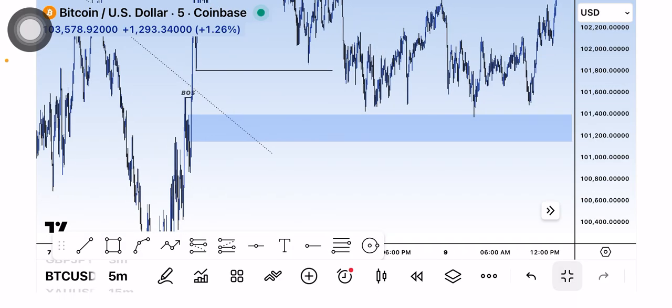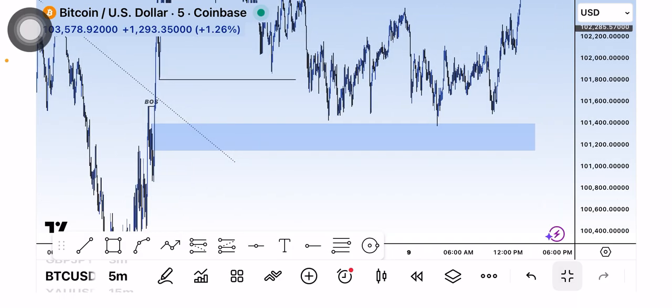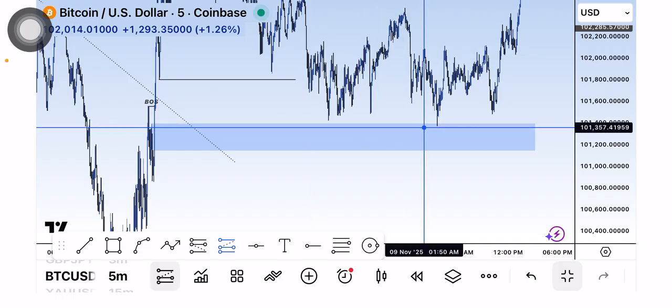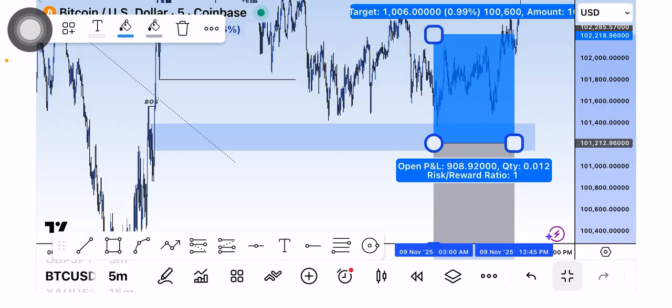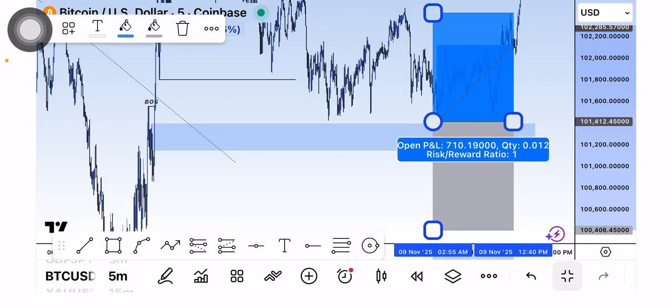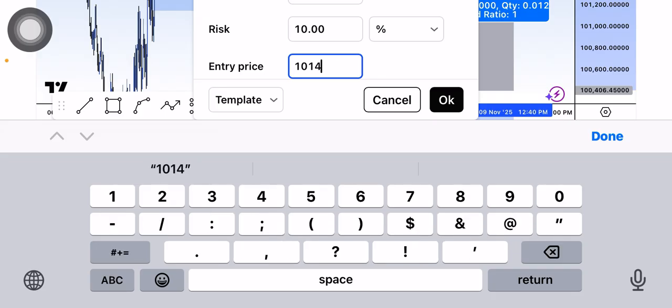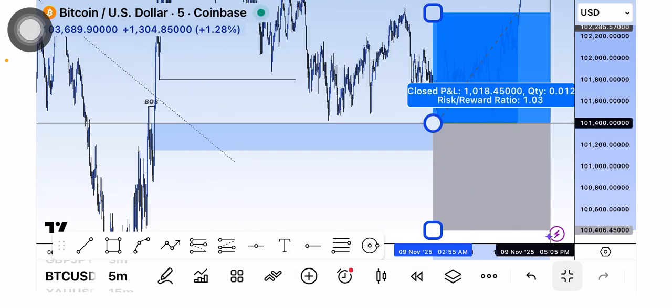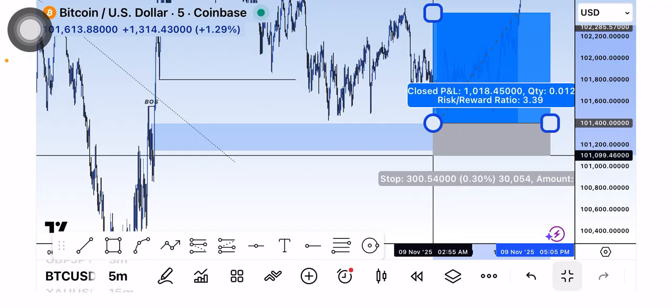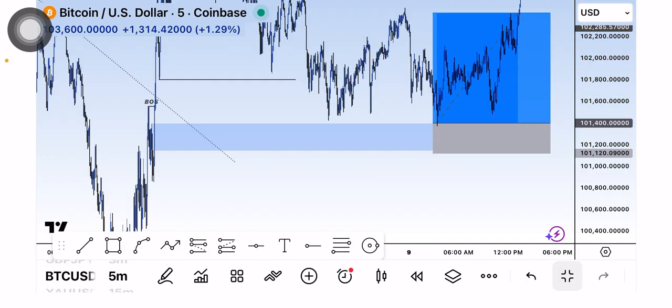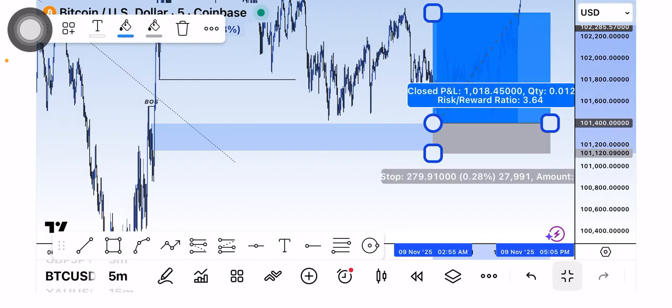So in this 15 minutes time frame, the 5 minutes breaker will be where my entry will be. But if you notice, I put my entry at 101400. Yeah, I use this to be my entry. Then my SL is a little bit below here. So this will be my SL.